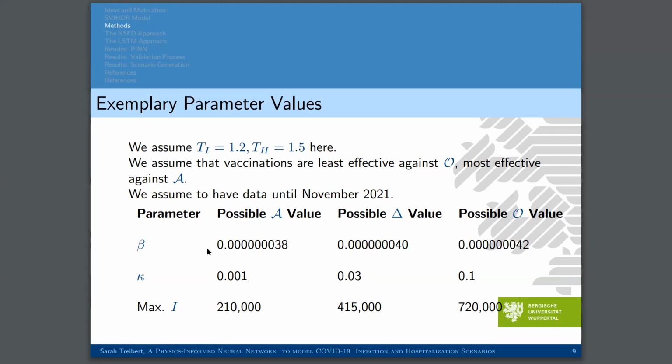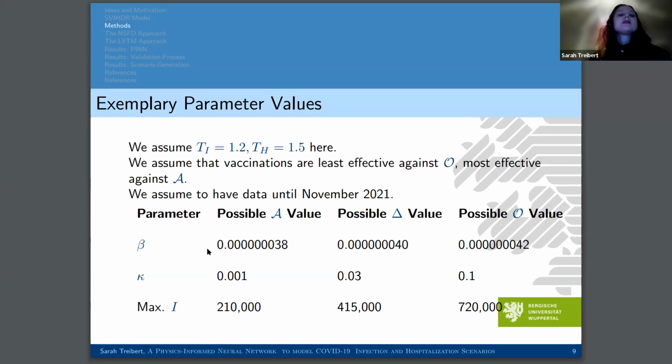You said are these parameters beta and kappa, are they identified by PINNs? Yeah, these are exemplary values because we found intervals with our PINN in which the beta and kappa would lie then.